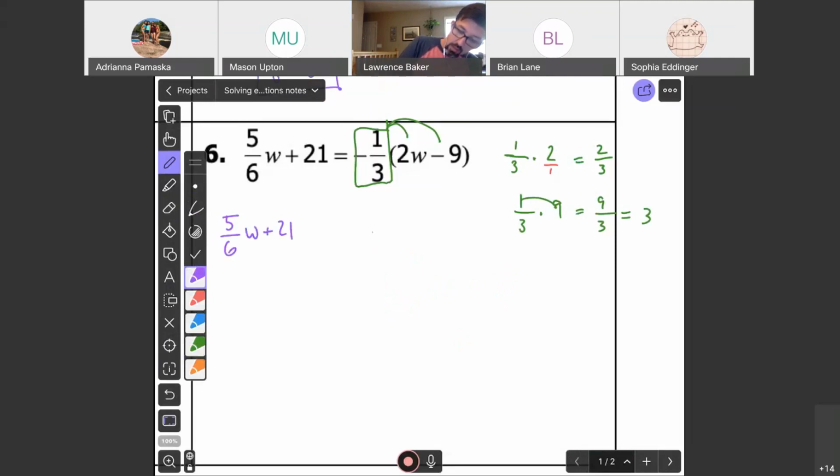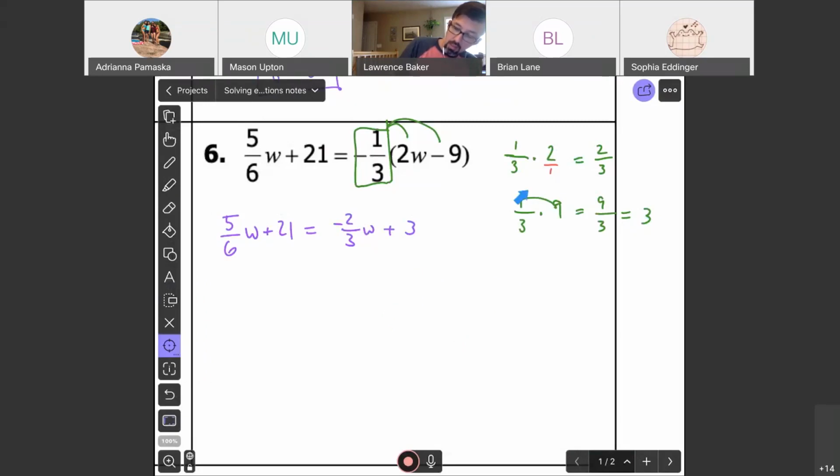The left side's not changing, so I'm not going to pay attention to the sign. So negative 1/3 times 2 would be negative 2/3. And then negative 1/3 times negative 9 would be positive, and we said that was equal to 3. I'm just taking that 3 there. Okay, so I did some math off on the side here. And then my answers.